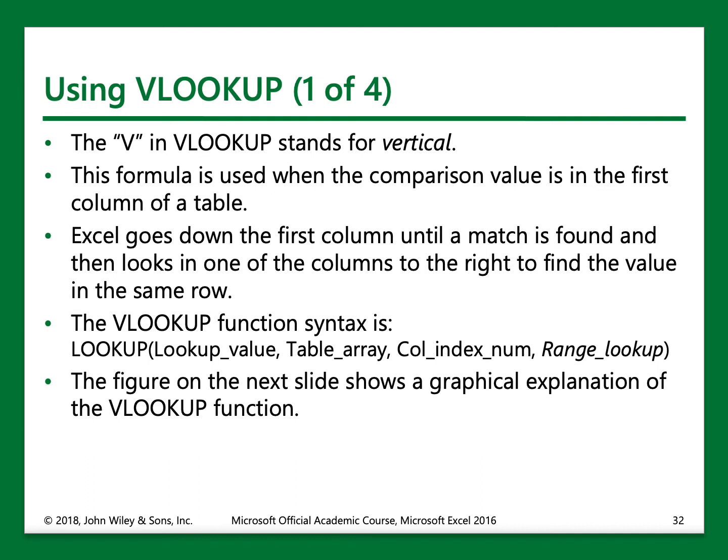So the V in VLOOKUP stands for vertical. The formula is used when the comparison value is in the first column of a table. Excel goes down the first column until it finds the match for the argument that it's looking for, and then goes to the right of that value to find what you're asking it to return in the same row. I'm going to jump to an example here because I think it's much better to do that rather than try and explain it with words.